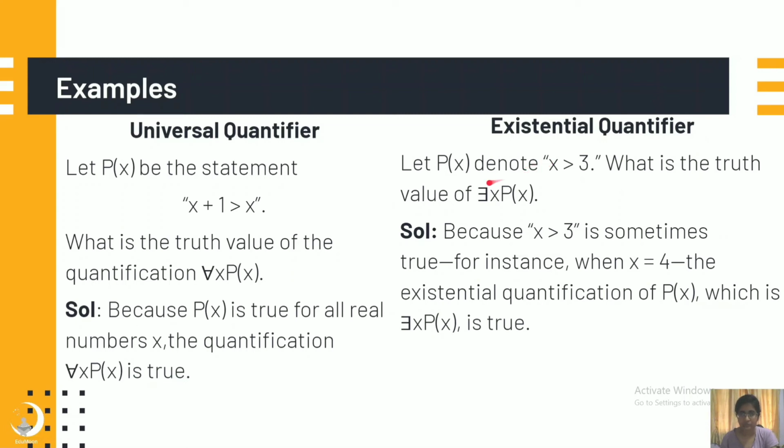Existential quantifier. Let P of X denote x is greater than 3. What is the value of there exists x, P of X? Because x is greater than 3, it won't be true for every real number x, but it is sometimes true. For instance, when x equals 4, there exists at least one number, that is x equals 4, which satisfies this condition. Therefore, the existential quantification there exists x, P of X is true.